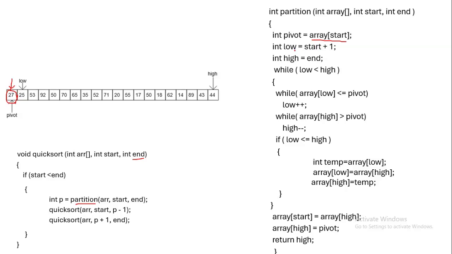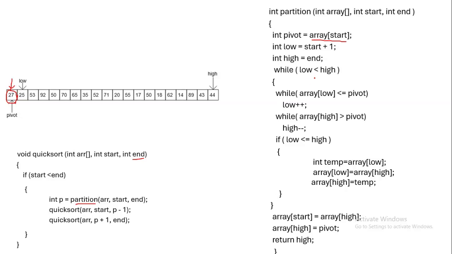Then we make use of two pointers, pointer low and pointer high. Low is pointing to start plus 1 and high is pointing to the last element. Our aim is to partition the given array in such a way that the pivot element is placed at its proper place. For that, we need to compare the pivot element with all the elements in the given array. For that comparison, we run a while loop until there are elements left for comparison.